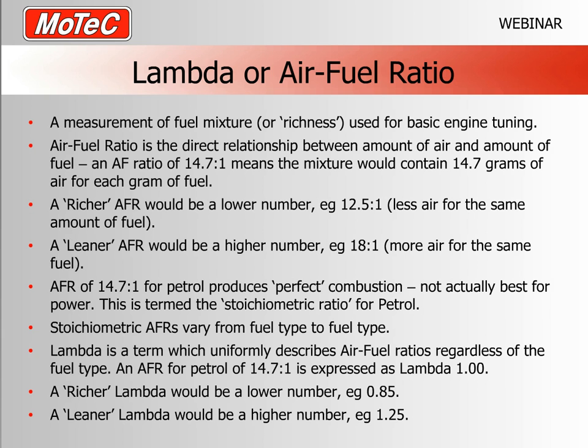The benefit here is that if we're looking for a richer lambda, we have a lower number, for example a lambda of 0.85, and this would be a typical number you would use in some power settings on some engines, and this may be across different types of fuel. A leaner lambda would be a higher number, for example 1.25. Again, the reason MoTeC uses the term lambda in preference to air-fuel ratio is that they both describe almost the same thing, but air-fuel ratio is particular to the fuel type, and lambda is not.